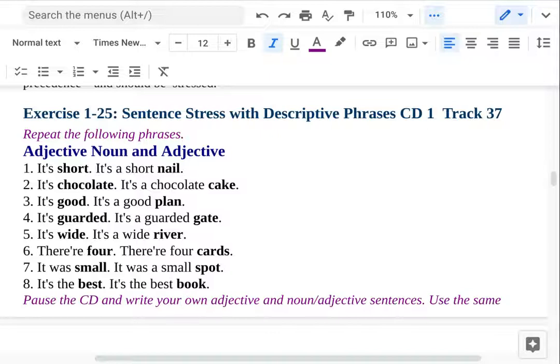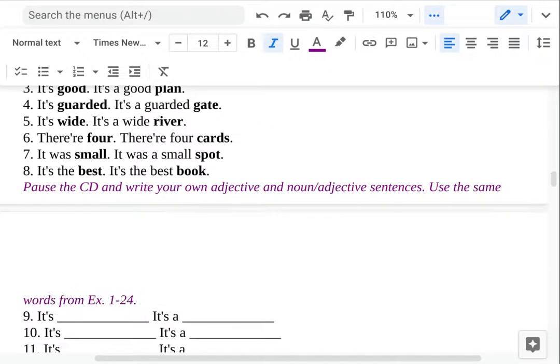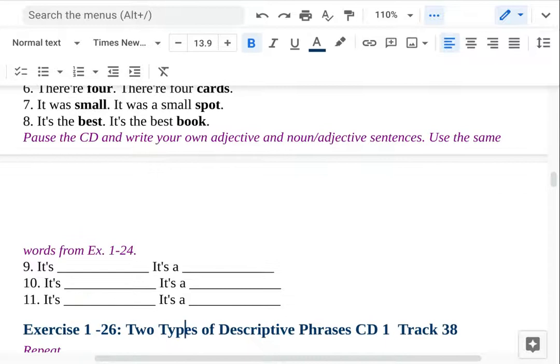6. There are 4. There are 4 cards. 7. It was small. It was a small spot. 8. It's the best. It's the best book. Pause the CD and write your own adjective and noun-adjective sentences. Use the same words from Exercise 124.